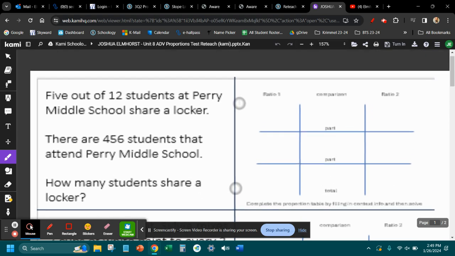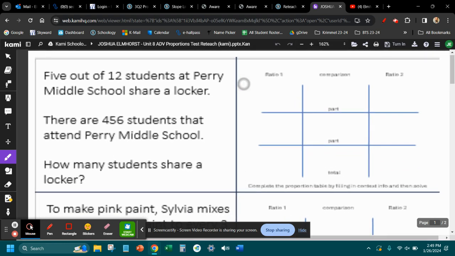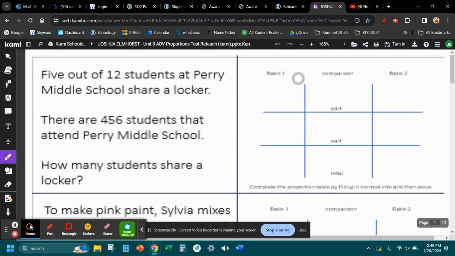Okay, this is Mr. Elmhorst with the Unit 7 Proportions Test Reteach. I wanted to go through and clarify how to set up the part total proportions table. If you notice on the right, it kind of looks like a tic-tac-toe table. Well, right here, a tic-tac-toe board, we're going to focus with the middle each time and put the labels in there.